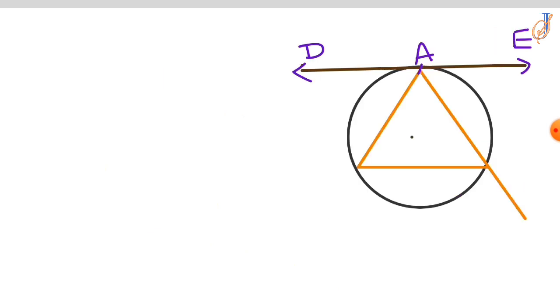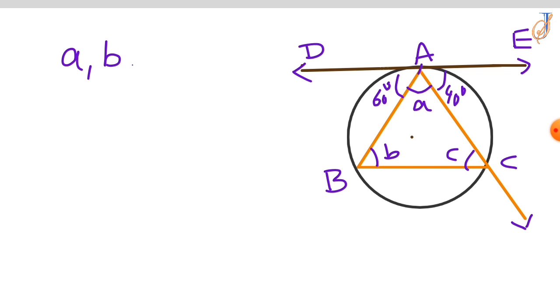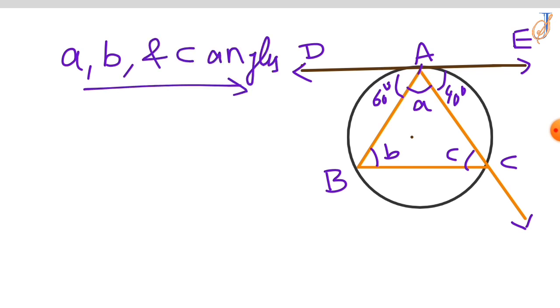The given information is, in a circle we have a tangent line. This angle is 60 degrees. This is 40 degrees. This is angle A. This is angle B. This is angle C. We need to find the angles of a triangle inside a circle. So that means we need to find A, B and C angles. Let's see how to solve this.